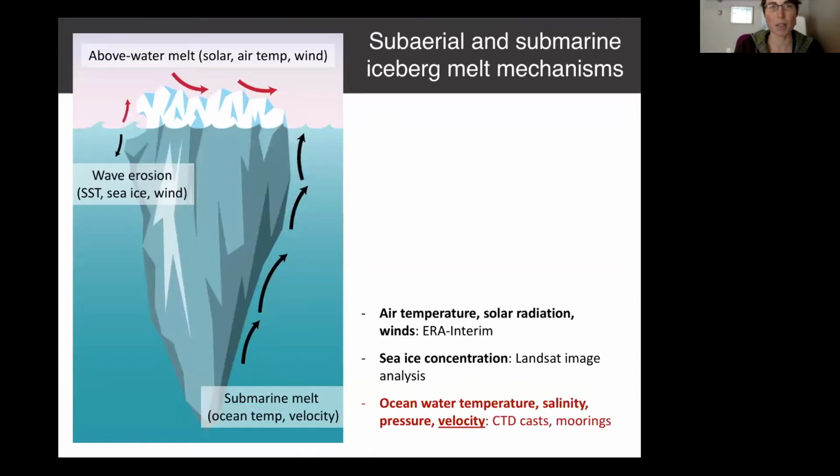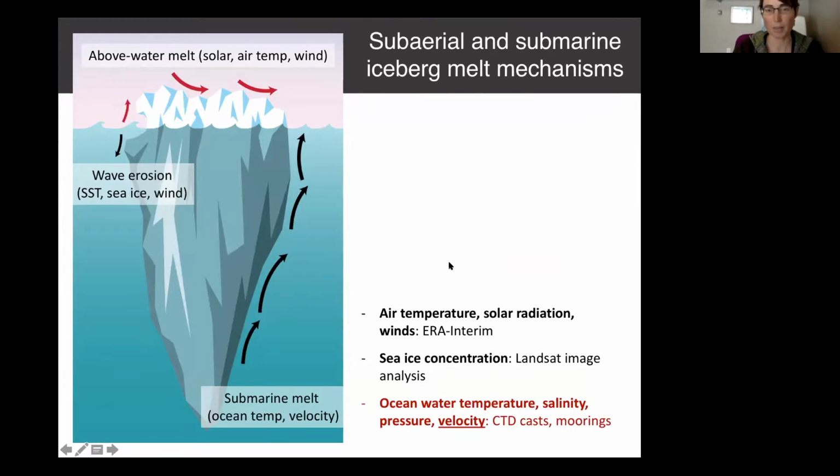So what these melt processes are on the icebergs that we're looking at: we have our above-water melt processes that depend on solar radiation, air temperature, wind, these sorts of climate metrics. And for this study, we are taking that from ERA-Interim reanalysis data. Then at the ocean surface, we have wave erosion, and that's related to our sea surface temperature and our sea ice coverage, which is affecting our waves, and again, the wind also affects where waves are. And that sea ice concentration, we're pulling from Landsat image analysis.